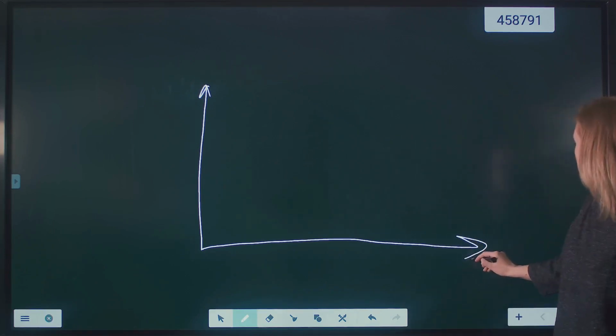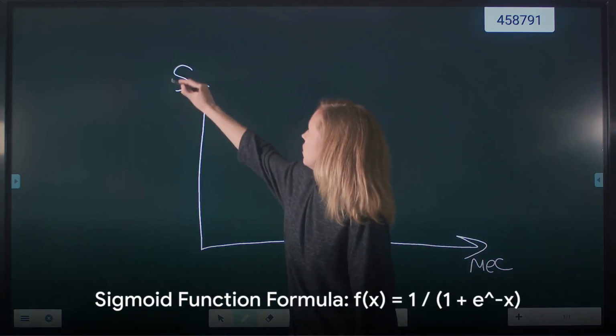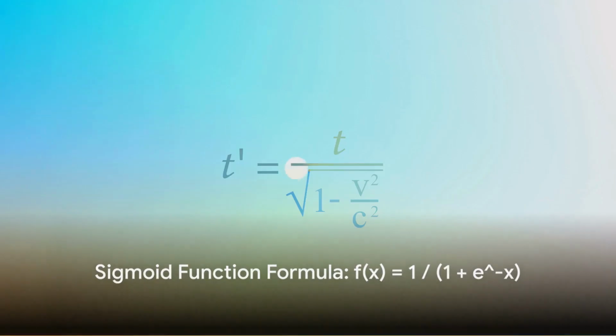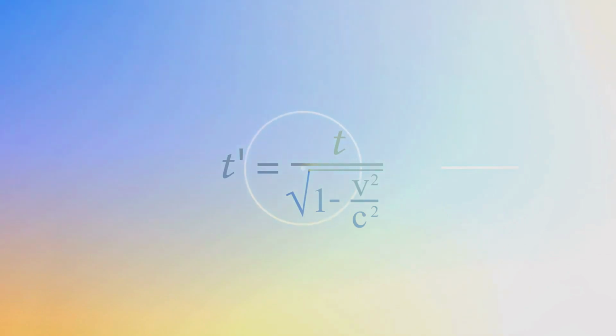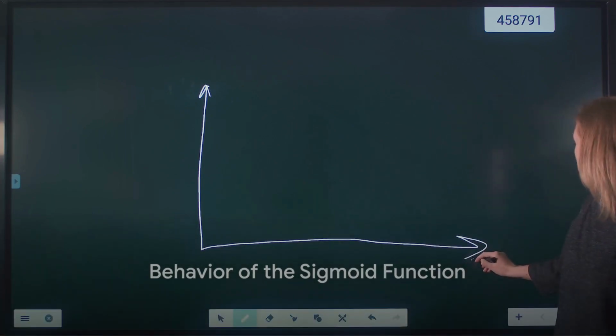Step 1. Let's understand the sigmoid function formula. It's expressed as f(x) equals 1 over 1 plus e^(-x). Here, e is the base of natural logarithms and x is the input to your function.